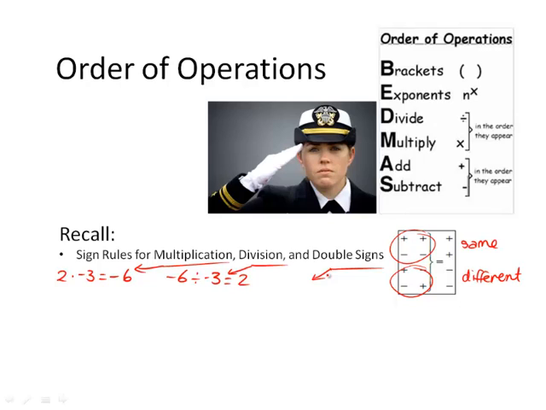Double signs is when you have two signs right side by side. So here's an example. Say you had 4 minus -2. You had $4, but then you lost your debt of $2. Losing a debt is actually gaining, so that's like a plus.